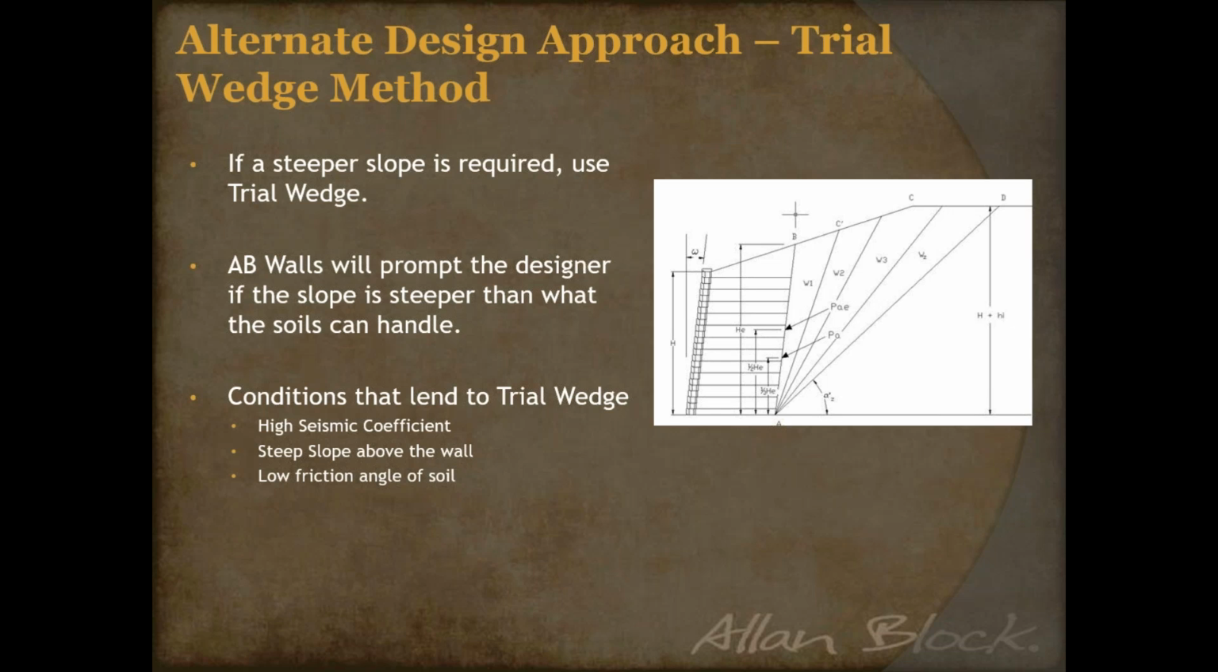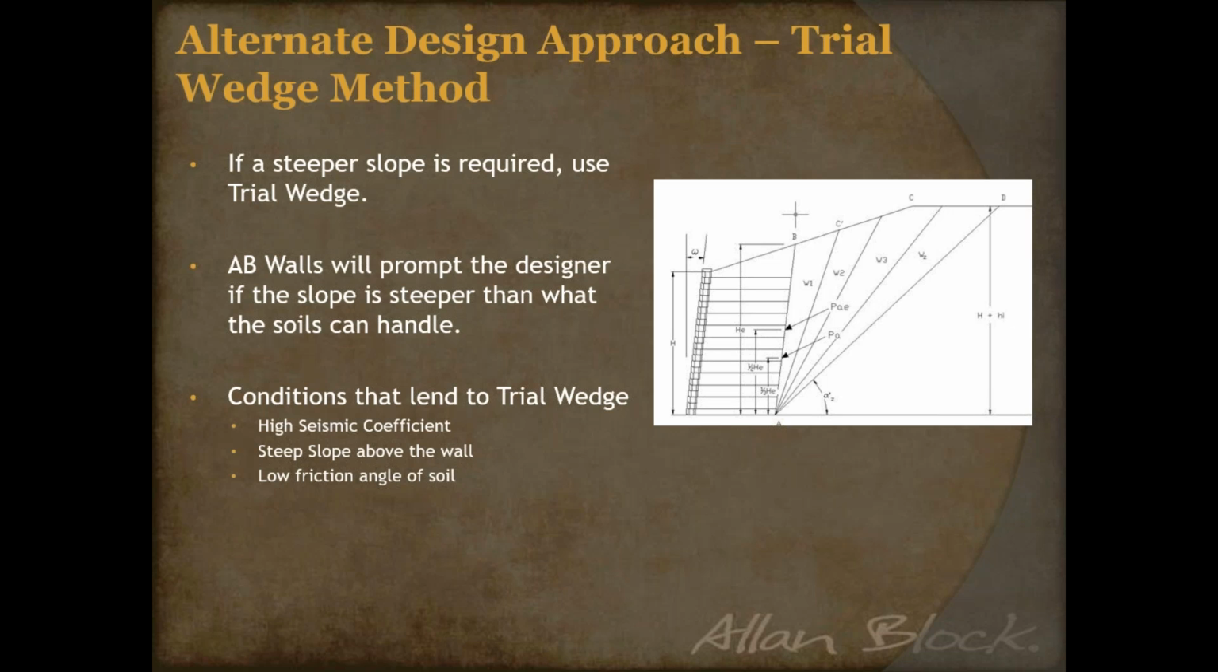I can do those analyses and not have it be a problem. So when I have that high seismic coefficient with that steep slope or poor soils, like the low friction angle, that soil trial wedge can be used. Now, keep in mind, trial wedge isn't bulletproof either. If I'm trying to do a massive wall or a massive slope above that wall, I've got to use some engineering judgment here a little bit and double check.